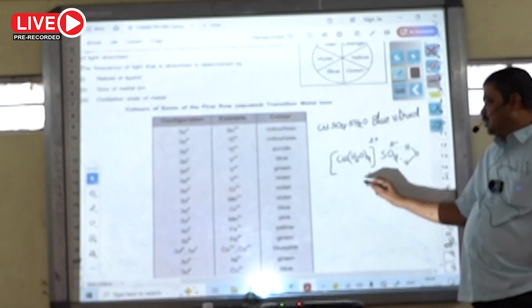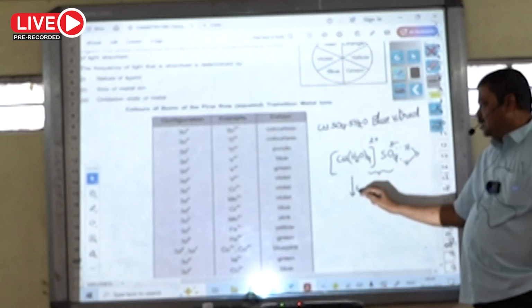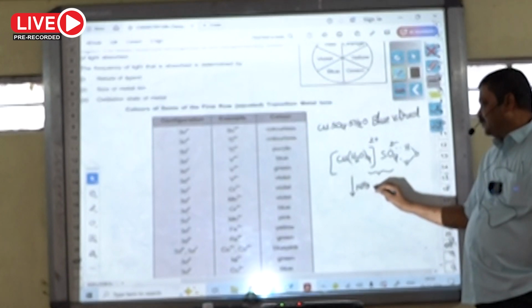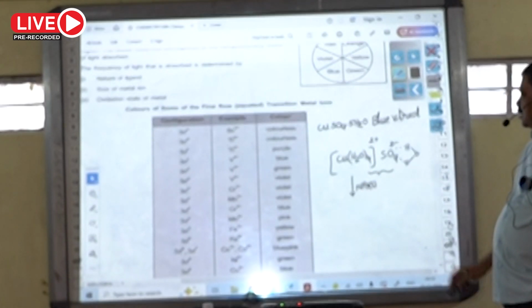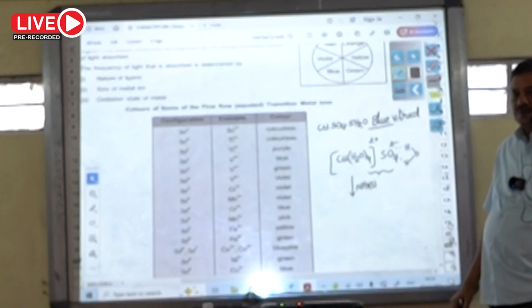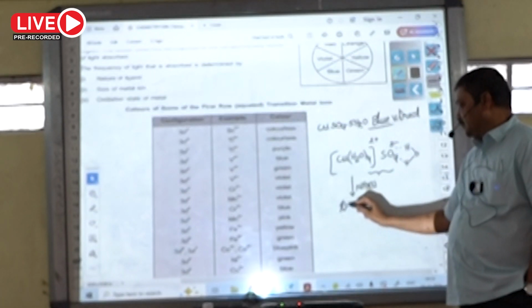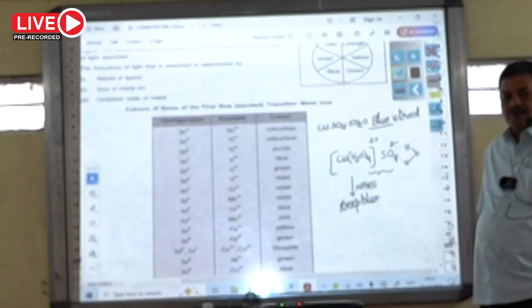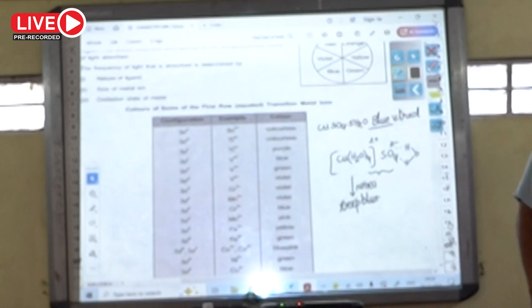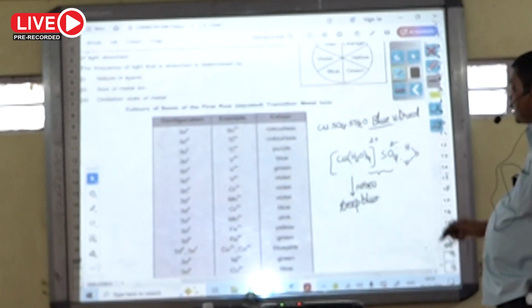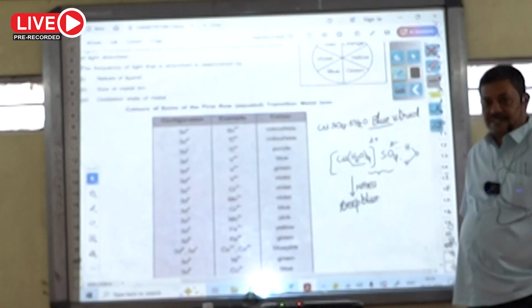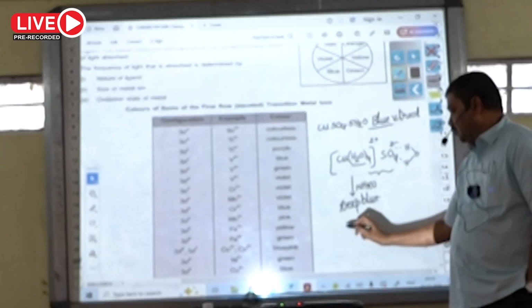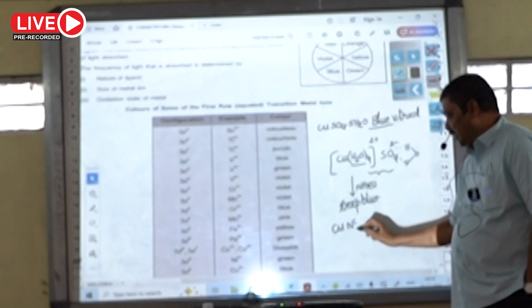But when CuSO4.5H2O is treated with liquid ammonia, it is already blue. We will get a deep blue color. Blue becomes deep blue. So why does blue color become deep blue? Because here the weak water ligands are replaced by the moderately strong ammonia ligands.